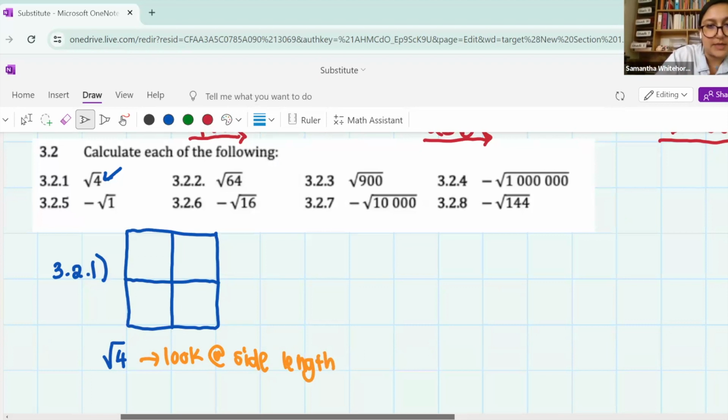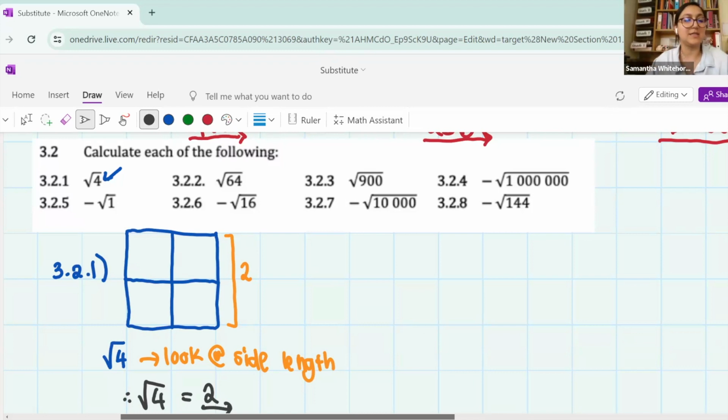If I go and have a look at my side length, and you can go whichever side you want, it doesn't really matter. The side length is 2 blocks. And what that tells me is that the square root of 4 is equal to 2, because that is the side length of our square.